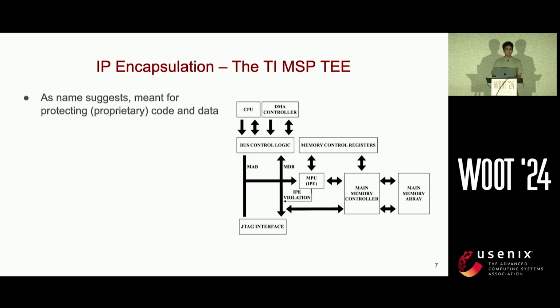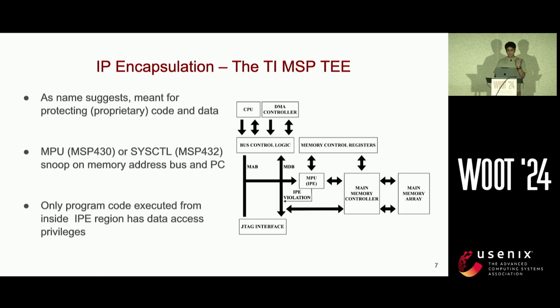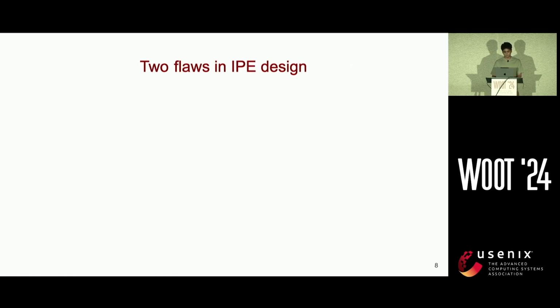It is based on the principle of program counter based access control. This is enforced through the memory protection unit in the MSP430 and the system controller in the MSP432, which snoops on the memory address bus and the program counter to prevent any code outside the IP region from getting read or write access inside the IP zone. As such, only program code executed inside the IP region has data access privileges to the IP memory.